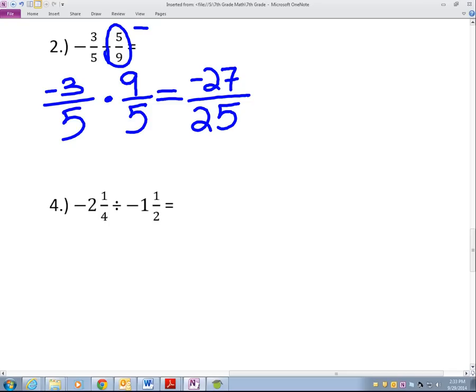Okay? So this one needs to next be simplified, which is going to be negative 1 and 2/25.